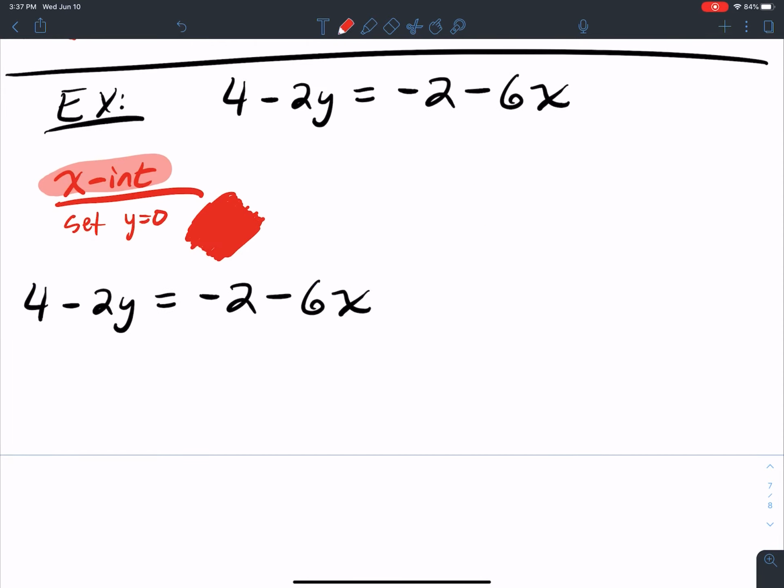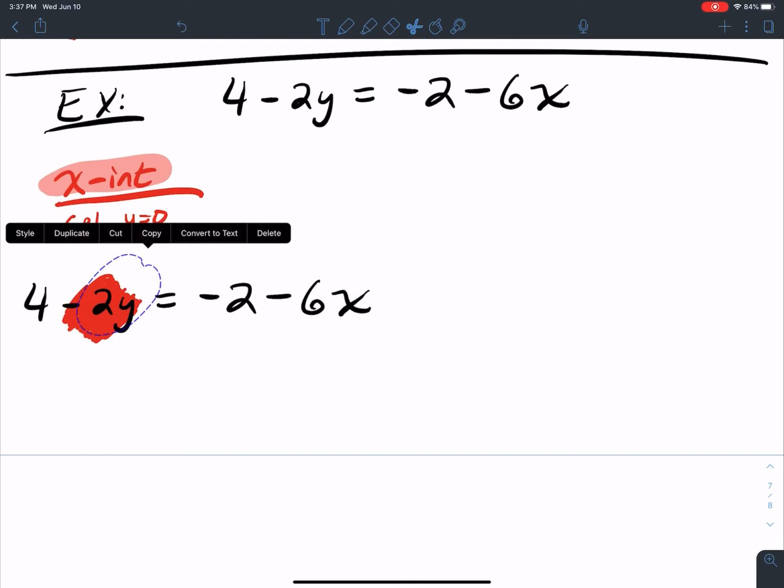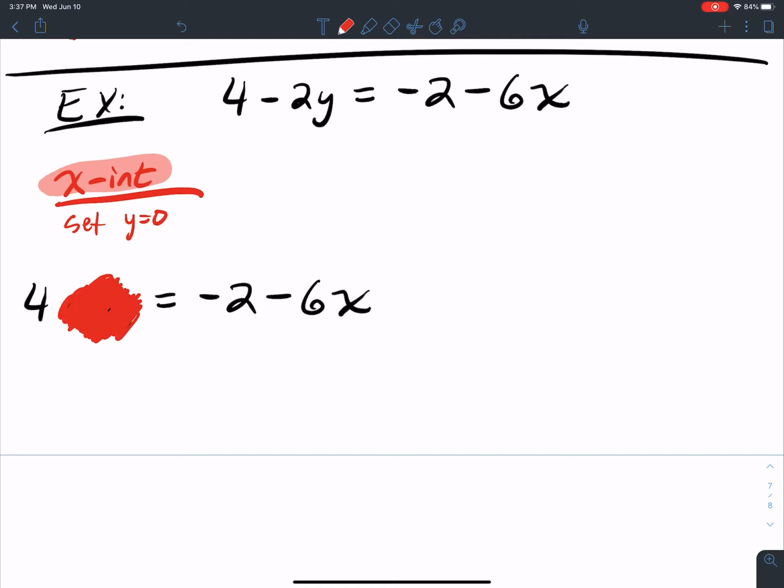What do I mean by that? I'm going to take my blob and cover up the y's. So put your finger over the y's. You see that -2y? I'm covering it. I've got to cover it up the old-fashioned way. It goes away. Now all I have left are my x's.